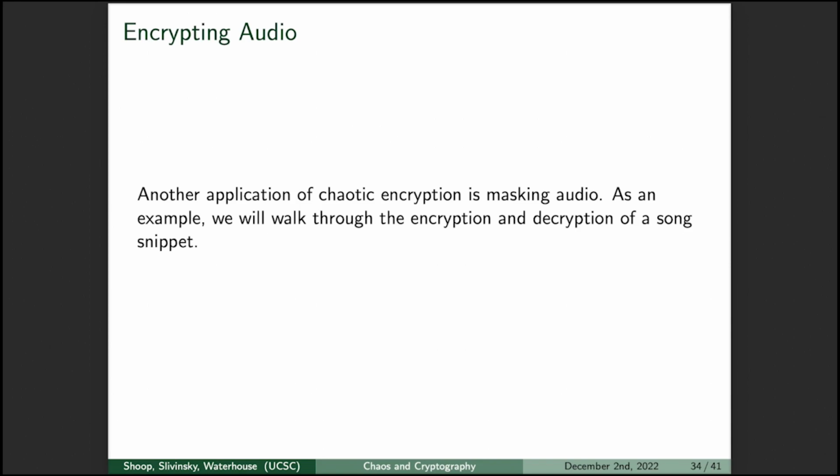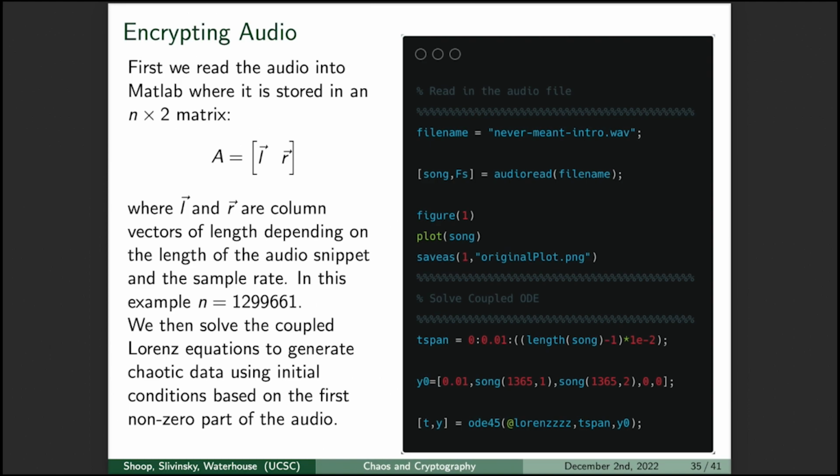Another application of chaotic encryption is masking audio. As an example, we'll walk through the encryption and decryption of a song snippet. First, we read the audio into MATLAB, where it is stored in an n-row by 2-column matrix. Here, these are represented by the matrix A containing the 2-column vectors L and R. There are 2 column vectors because each one represents a single channel of audio, and this audio snippet has 2 channels since it's a stereo recording.